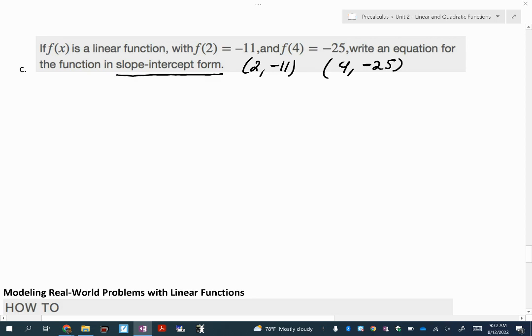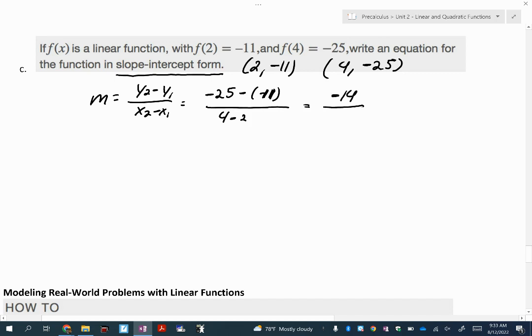All right, so what I'm going to do here is, since I have 2 points, I'm going to find the slope. So the change in y over the change in x. So negative 25 minus negative 11 over 4 minus 2. So again, subtracting a negative becomes addition. So that's negative 14. And 4 minus 2 is 2. So my slope is negative 7.